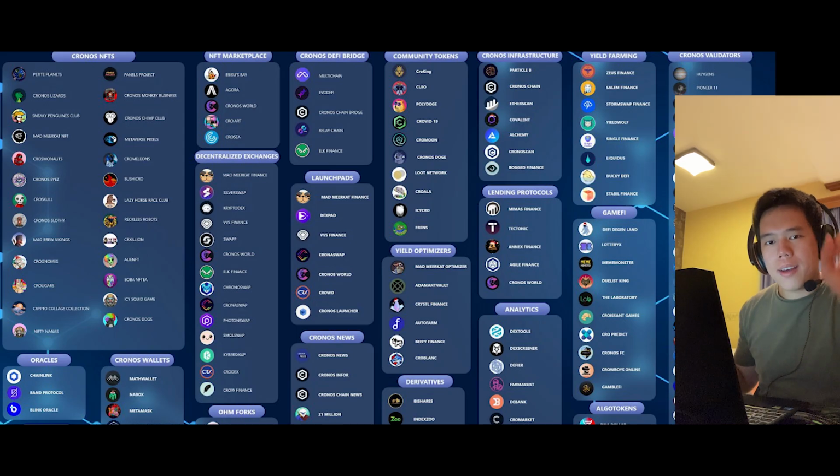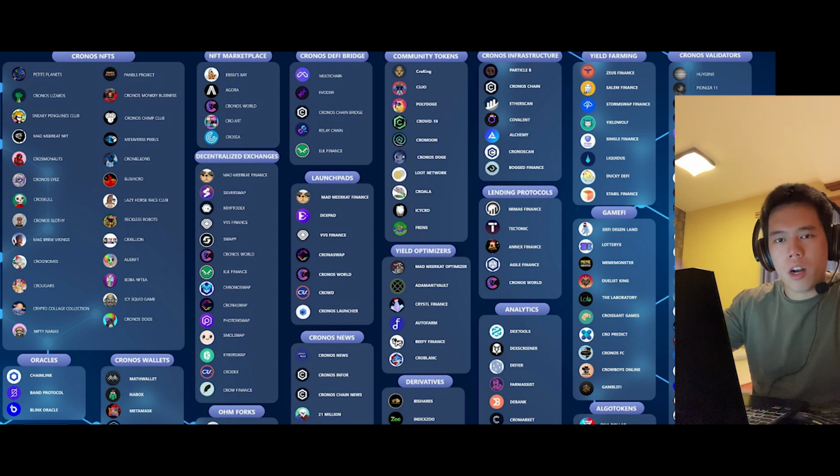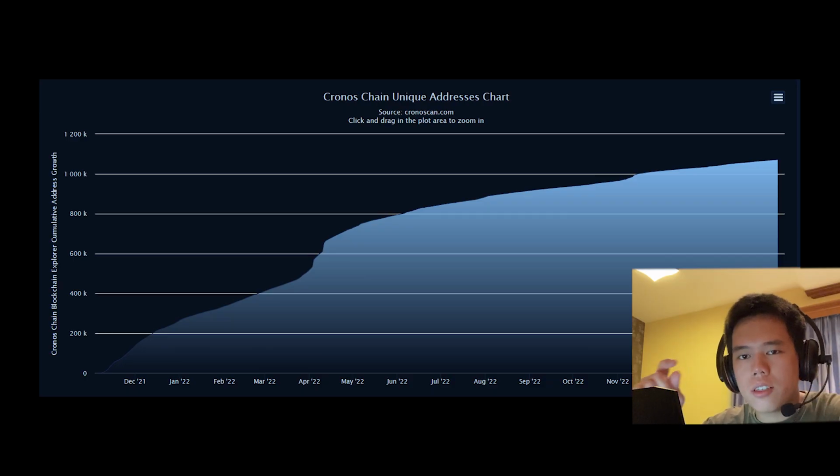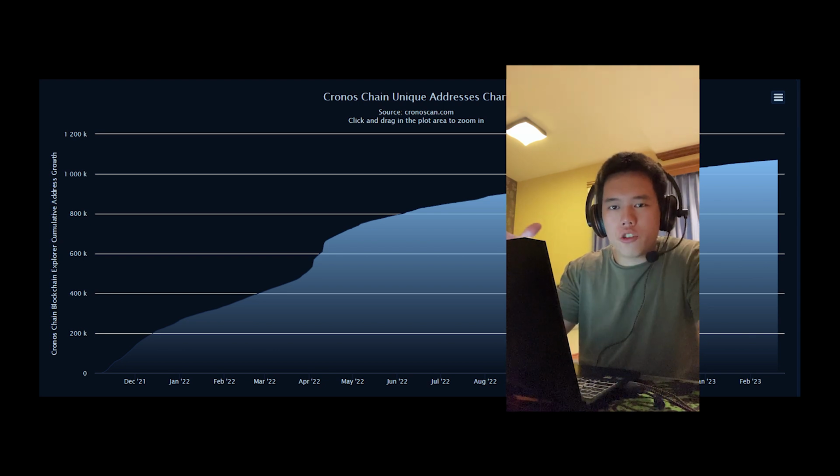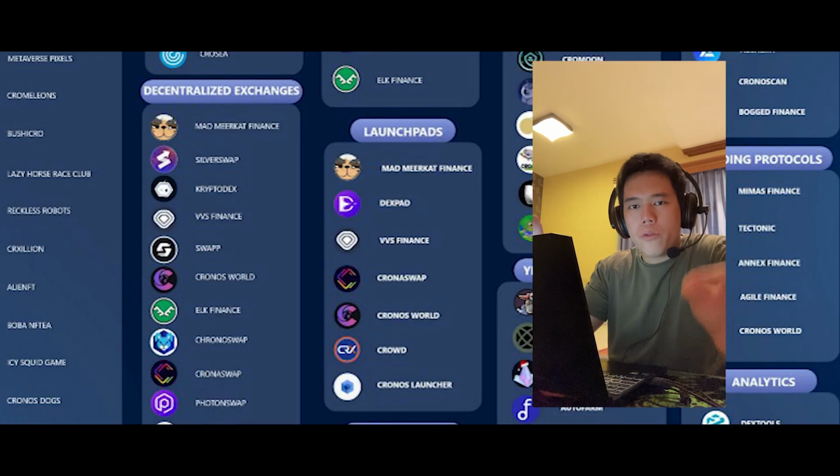The first reason why is because I believe that the Cronos ecosystem is growing at such an incredible pace, and it's showing no signs of stopping. On the Cronos chain, ever since November of 2021, the number of unique wallet addresses has multiplied by over 10 times. And that's insane. Seeing that much growth in a relatively short amount of time, I think that is very impressive. However, it doesn't end there.